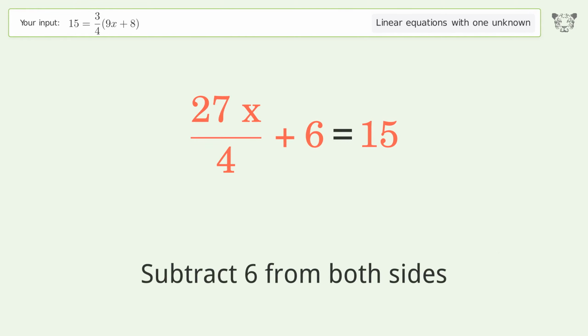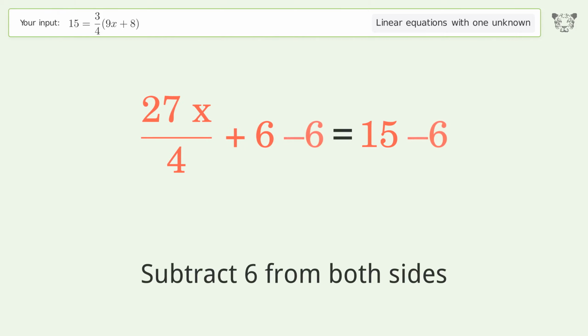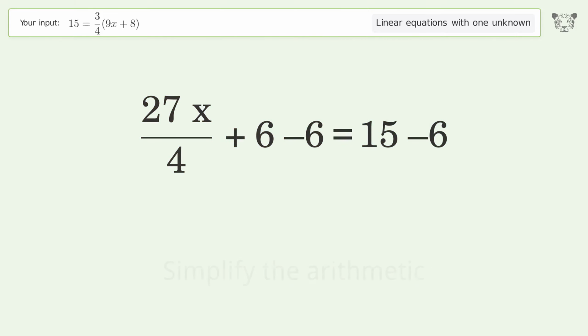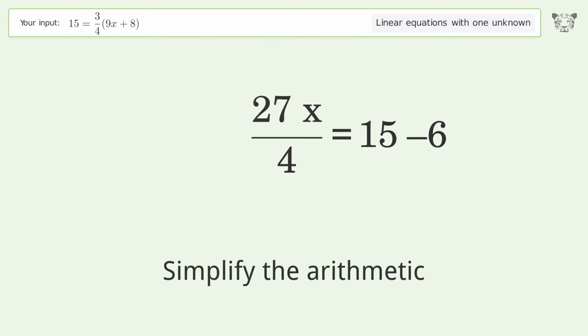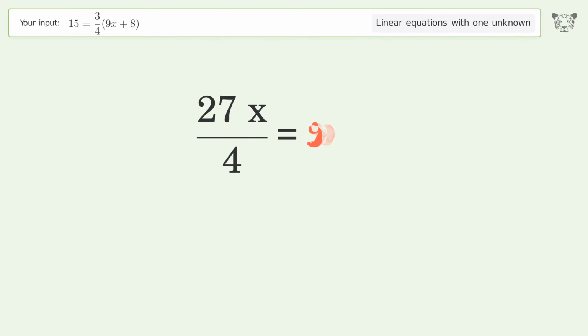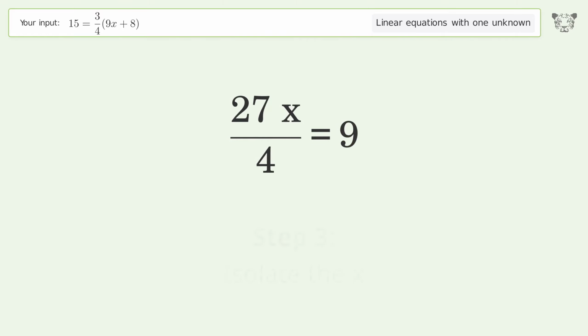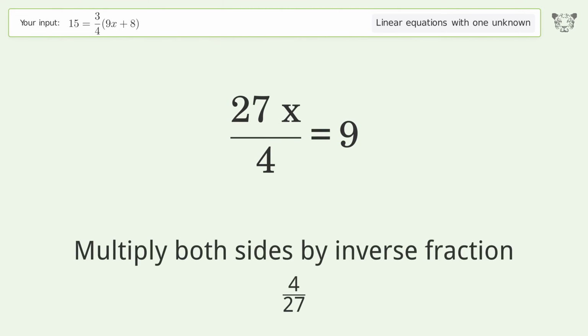Subtract 6 from both sides. Simplify the arithmetic. Isolate the x. Multiply both sides by the inverse fraction 4/27.